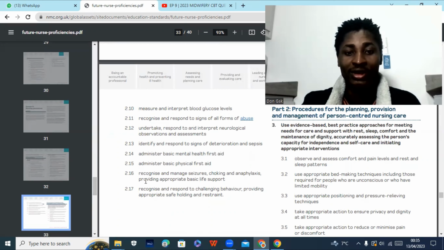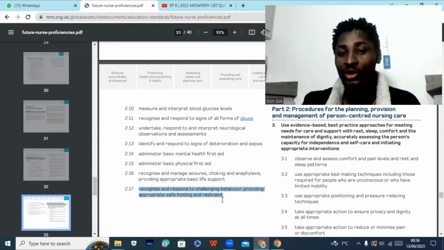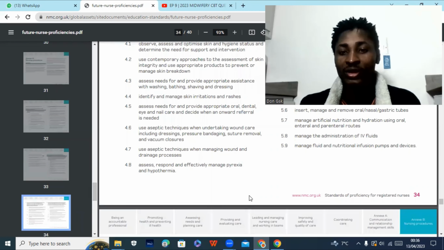Then 2.16, recognize and manage seizures, choking, and anaphylaxis. Another topic, an important one you need to know. Then recognize and respond to challenging behavior, providing appropriate safe holding and restraint. If you're a mental health nurse, you should know this. Very good. At least, I'm not saying that you can learn everything before you take the test.